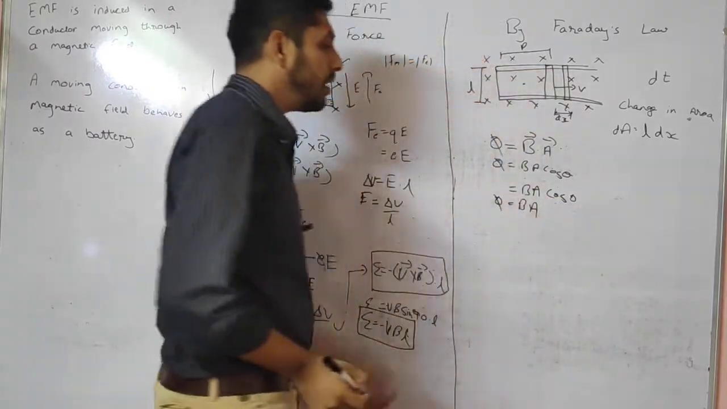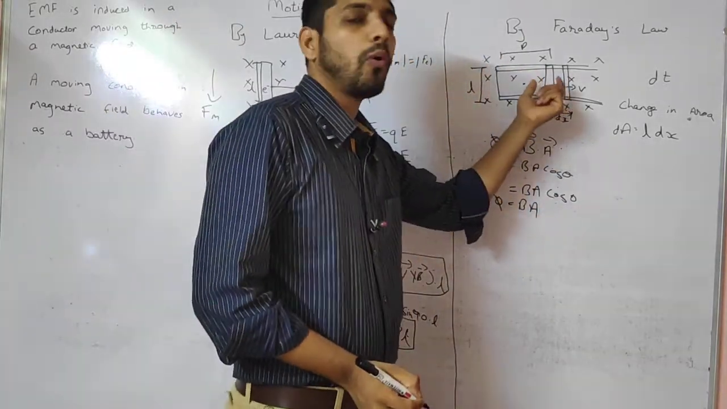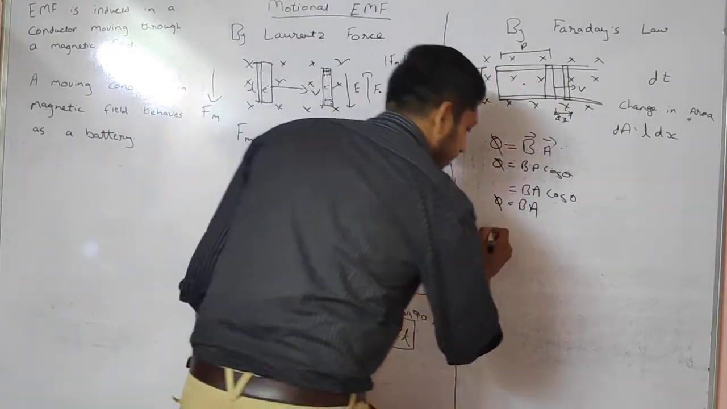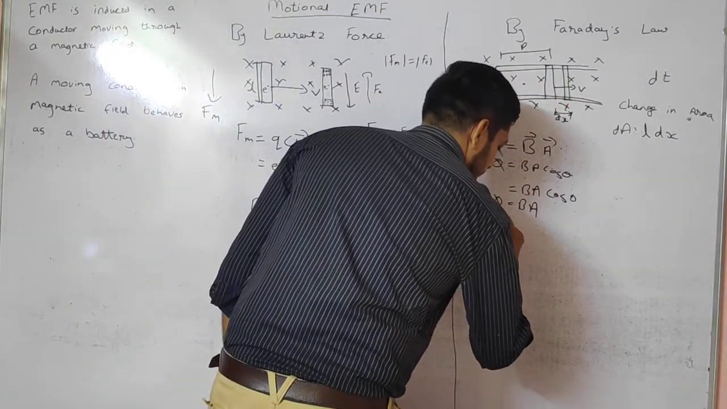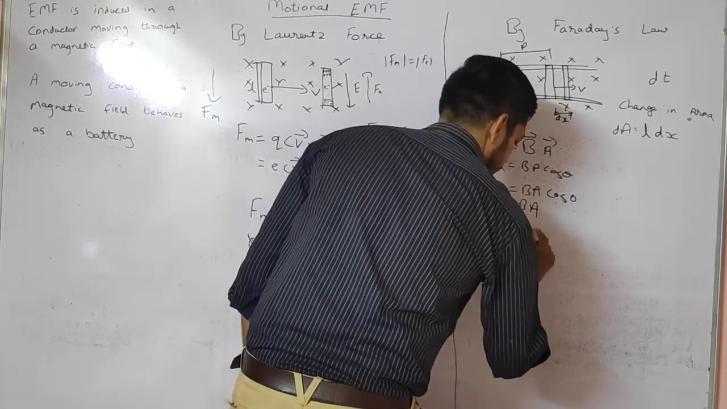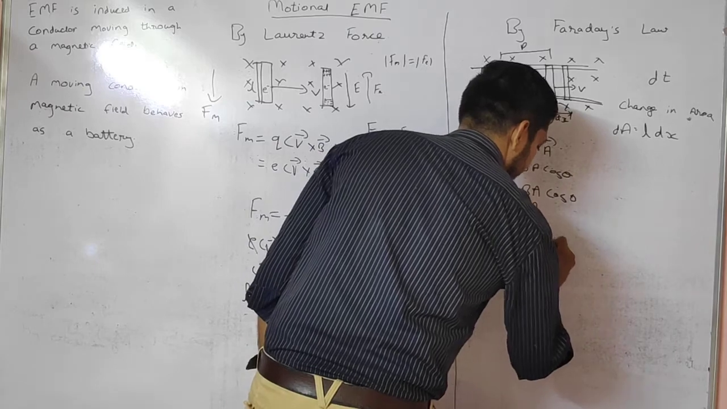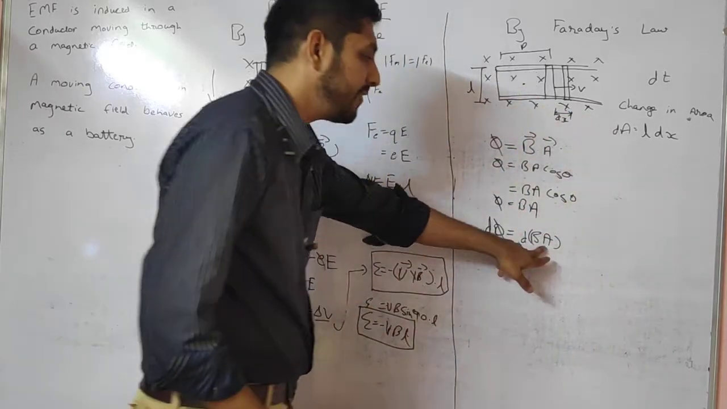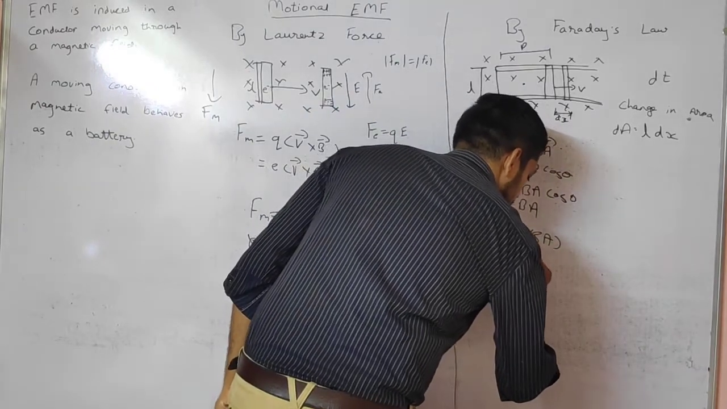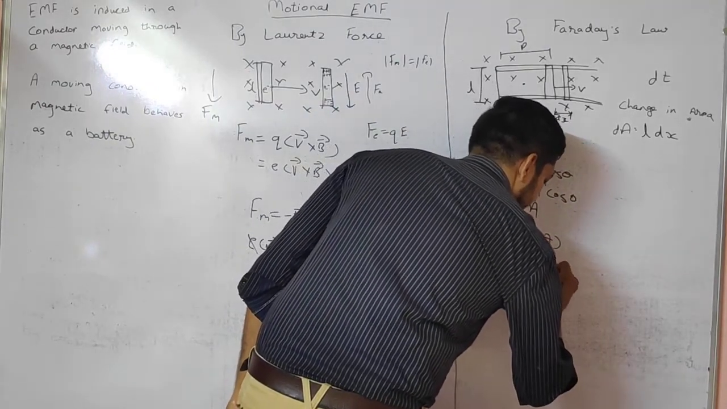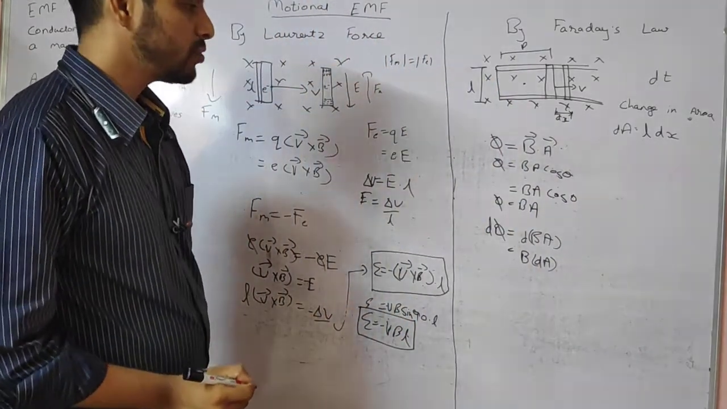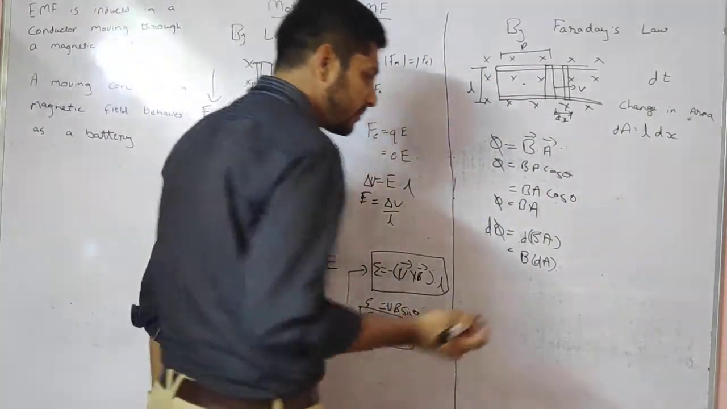So now the change in flux for this small area. If you want to find the change in flux, then we can write d phi. d phi will be equal to d of BA. But here magnetic field is constant, so I can take it outside. It will be equal to B dA. I hope this much is very clear to you. There are no issues in understanding this.